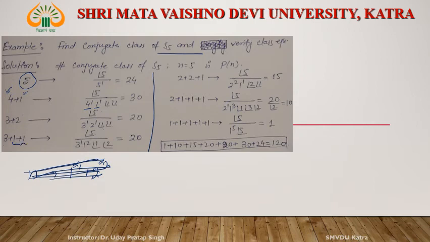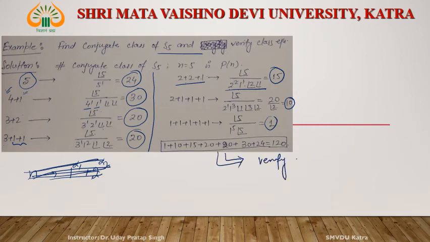How many times does 1 appear? 2 times. 1 to the power 2. Then factorial 1, factorial 2, right? Similarly 2 plus 2: 2 appears 2 times, 1 appears 1 time, 2 to the power 2, 1 to the power 1, factorial 2, factorial 1, right? Solve this and sum all these elements, that is 1, 10, 15, 20, 20, 30, 24. This is equal to 120, and this verifies the class equation for S5. Okay.